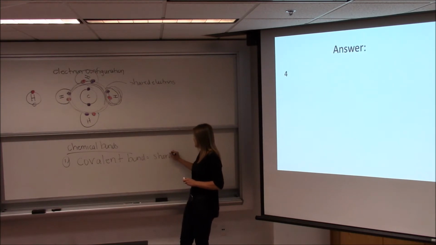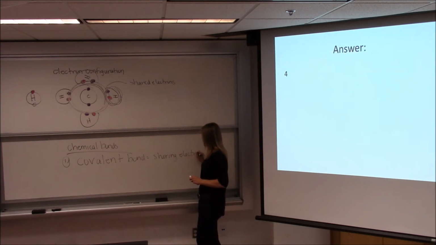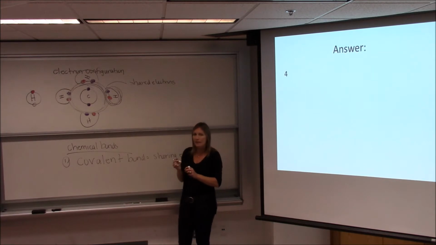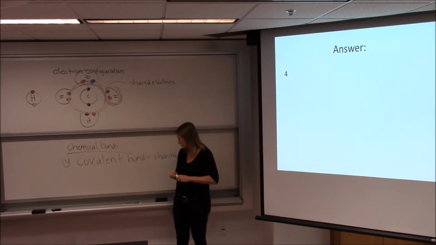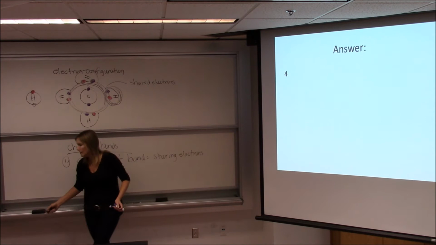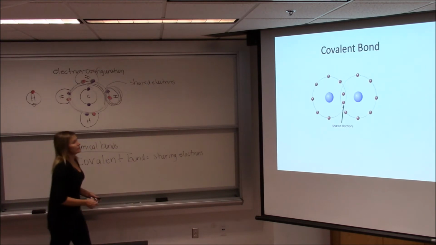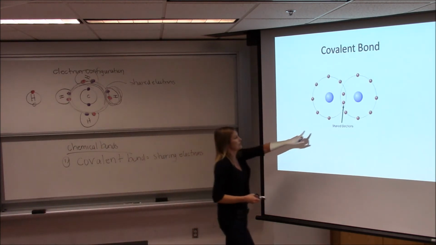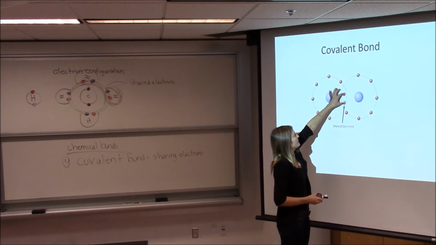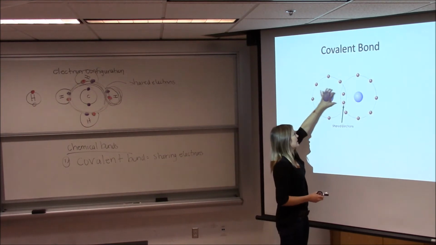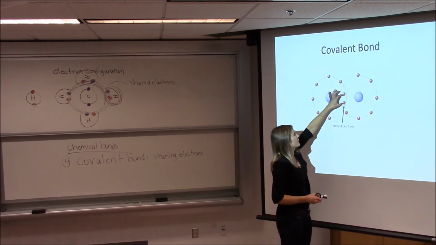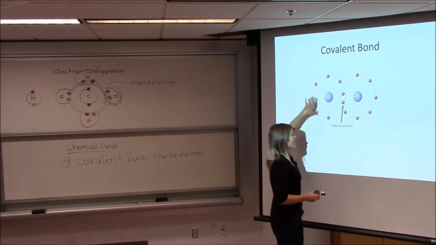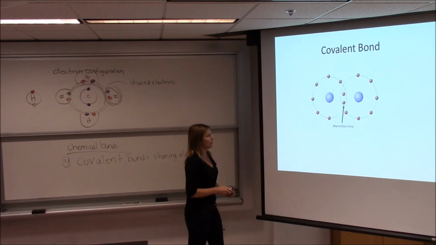Sharing electrons so that each atom has a full outer shell. So this shows sharing of electrons. These two electrons no longer belong to this atom or this atom. They are shared. They are going to orbit each of these atoms. And now each atom has a full outer shell.